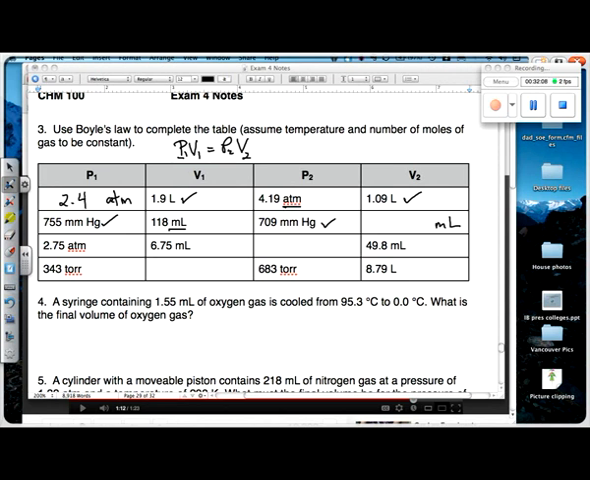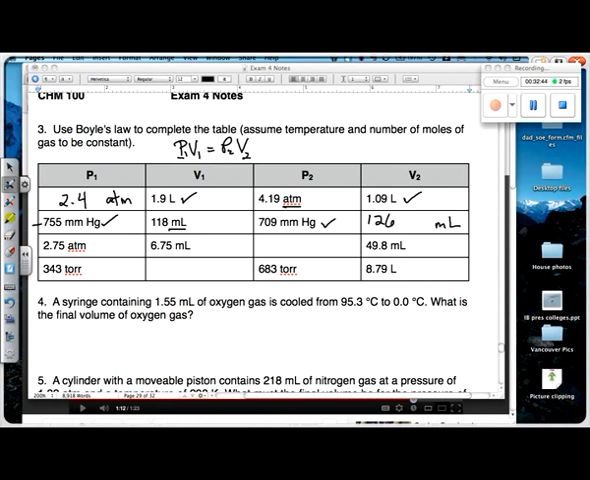All right. For the second one, I am going to take P1 and V1 and multiply, because they're on the same side, and divide by 709. And I end up with 125.7 or 126 milliliters. So does that make sense? Little increase in pressure, decrease in pressure, small increase in volume. Not a very big change here.